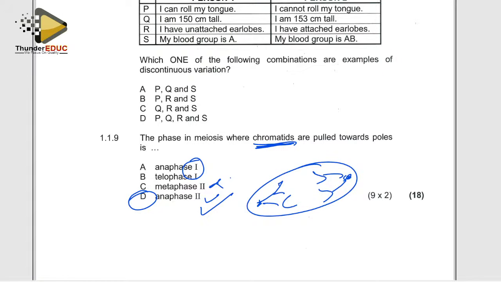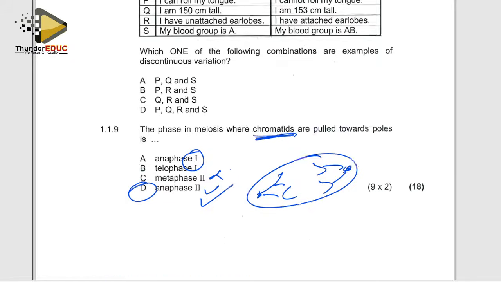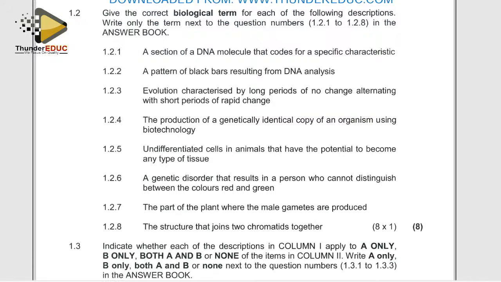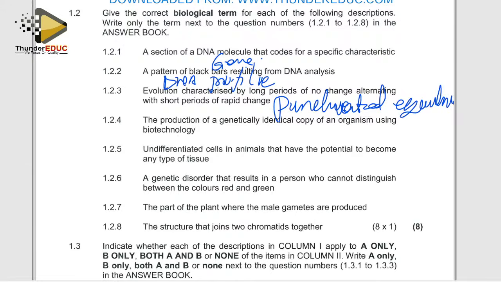Then we go to the next question. They are saying that the section of DNA molecule that codes for a specific character is called a gene. Is called a what? A gene. Then we go to the pattern of bands resulting from DNA analysis. We call it a DNA profile. Not DNA profiling, it is DNA profile. Then, punctuated equilibrium. Yes, it's punctuated equilibrium.